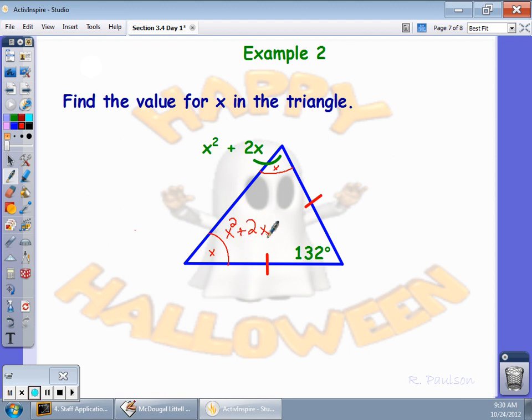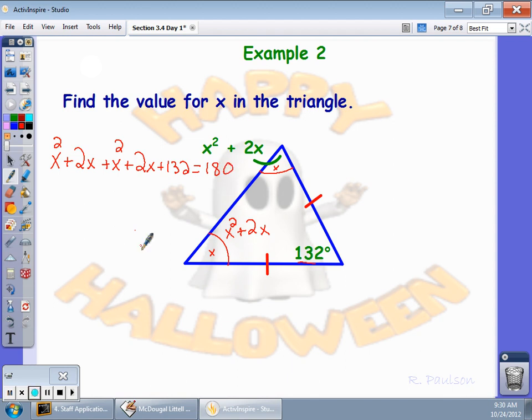So we're going to go back to our triangle sum theorem, which states that all three angles of a triangle must add up to 180 degrees. So I'm going to take my first angle, which is x squared plus 2x, add it to my second angle, which happens to also be x squared plus 2x, since they are congruent, plus this angle down here, which is 132 degrees, and I know together that must equal 180 degrees.